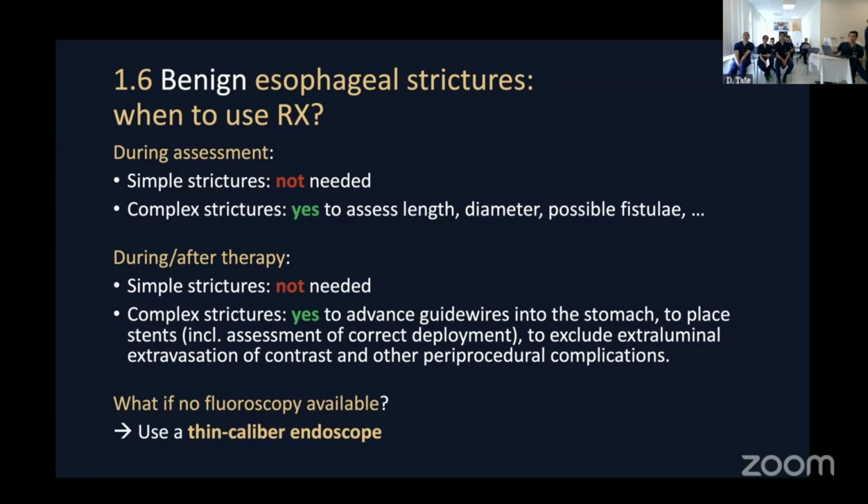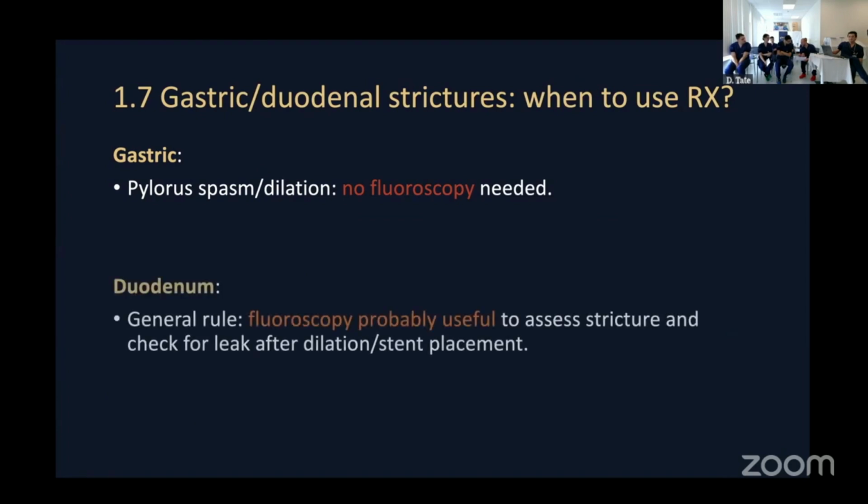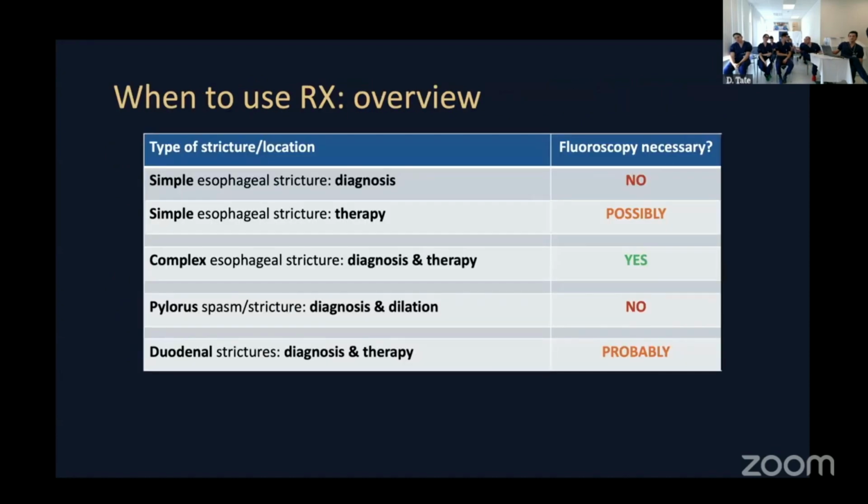or if you want to measure the length of the stenosis, as John has said, you can, for example, use an ERCP balloon and try to measure it indirectly in that way. What about gastric and duodenal strictures? Gastric, in general, you don't need fluoroscopy. Duodenal, it's probably useful to assess it and to check for a leak after dilation and stent placement, but also this is very case dependent.